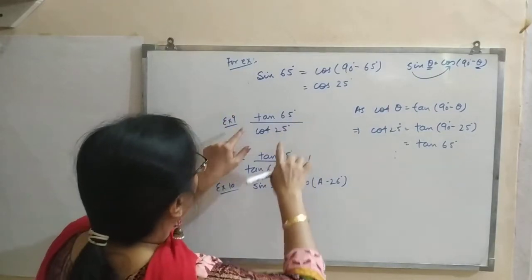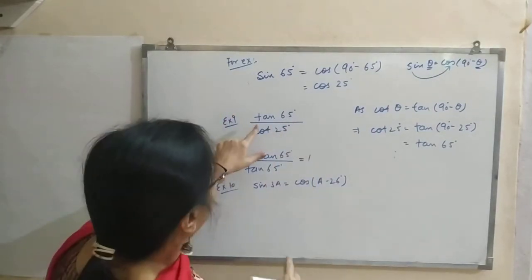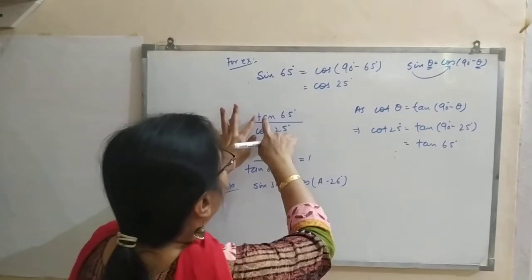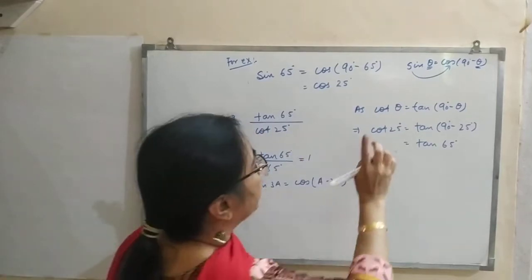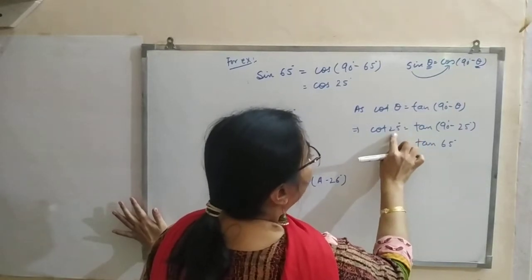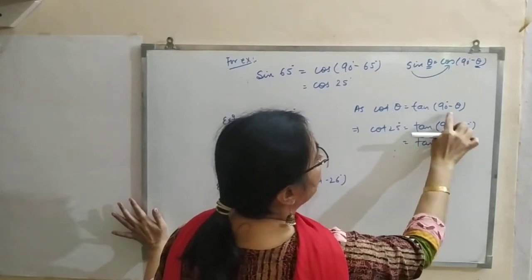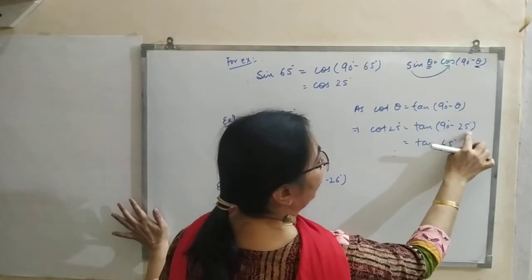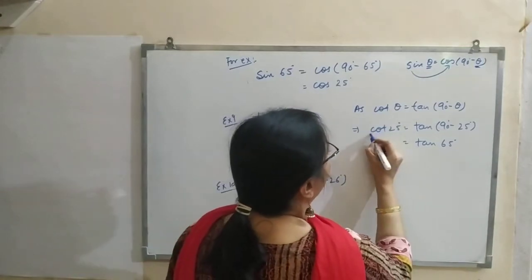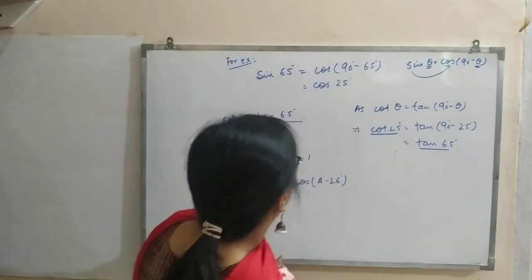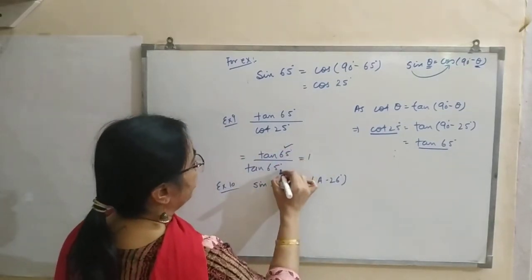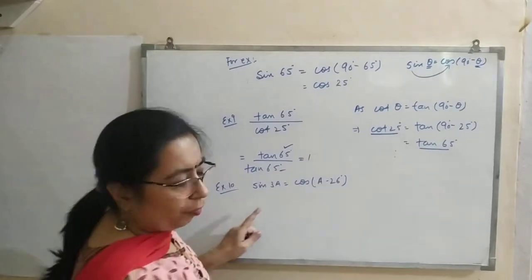Now I start with the example. Given in the book, 9th example, tangent 65 upon cotangent 25. You can convert any of these. You can convert tangent into cotangent or cotangent to tangent. I am converting cotangent theta is equal to tangent 90 minus theta. So cotangent 25 can be written as tangent 90 minus 25. This angle and 90 minus 25, they are same. Then you write tangent of 65 degree. So cotangent 25 becomes tangent 65 degree. So putting it here, I will get tangent 65 upon, numerator is same, tangent 65 we have converted, which is equal to 1.